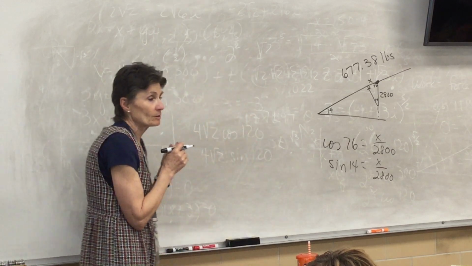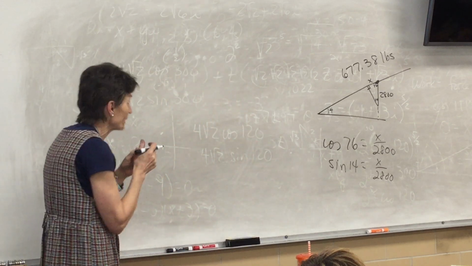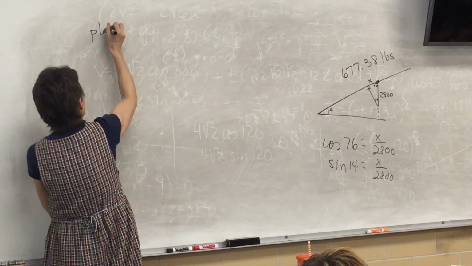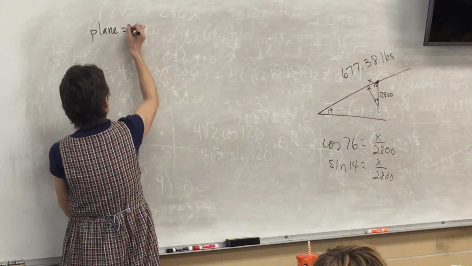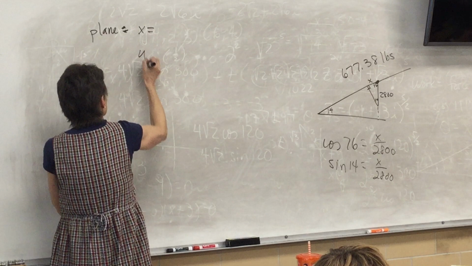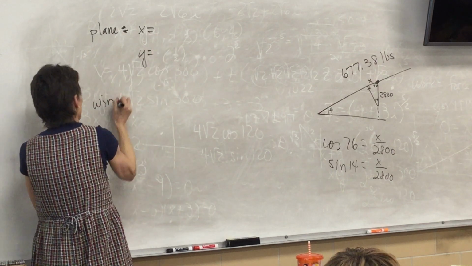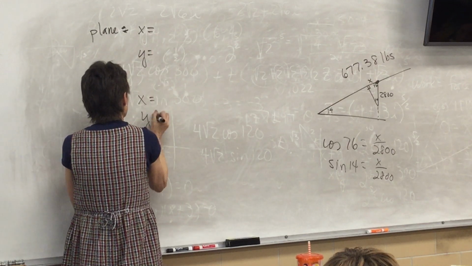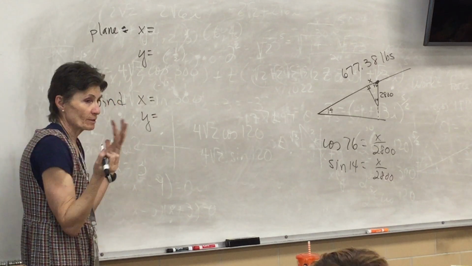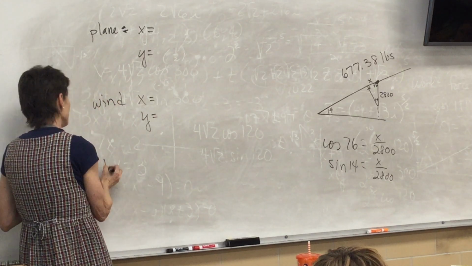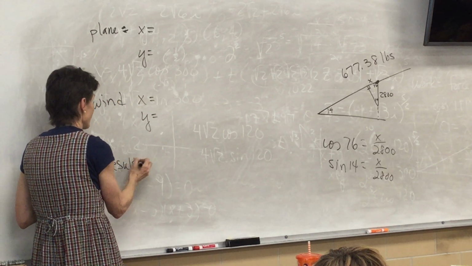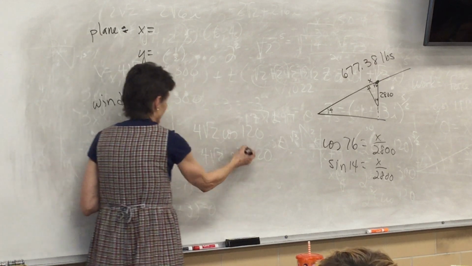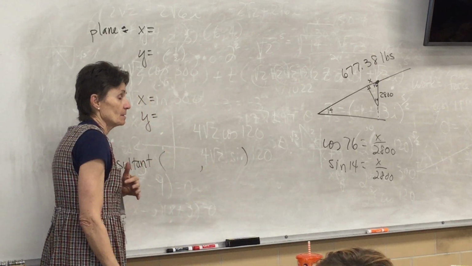Well, we've got to find the components of each vector. So we'll find the x and the y for the plane, and we'll find the x and the y for the wind. And then what will we do with those? Add them together to get the components of the resultant. Right? So here we go.